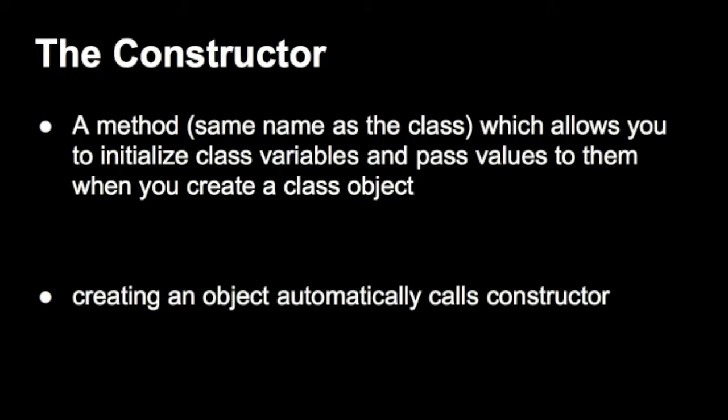And if you think of methods having different parameters, you should also think of classes having different parameters, and those parameters being those instance variables that you create. And we talked about instance variables in the previous video. And basically what a constructor allows you to do is to initialize those class variables and pass values to them when you create a class object.